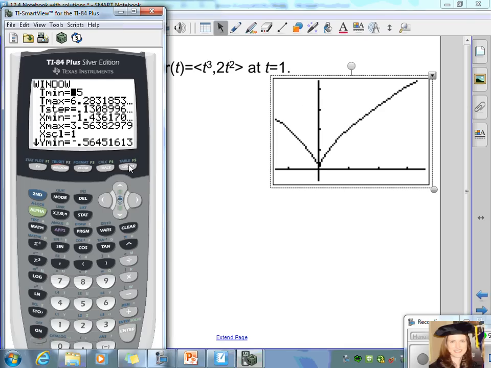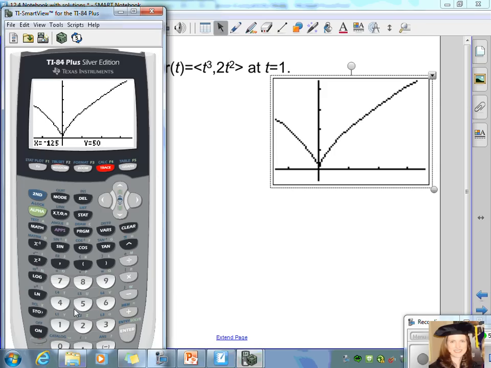When you graph and you press trace at t equals 1, you'll see the location on the path is the point (1, 2). So that's going to be our point right there. We want to find the unit tangent vector and the principal unit normal vector at that given point at t equals 1.